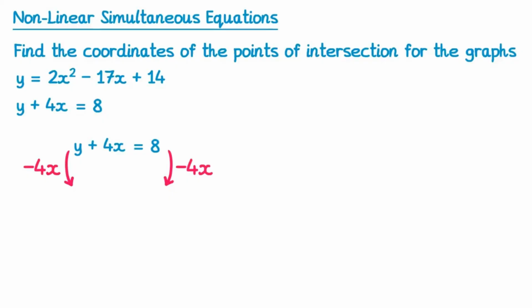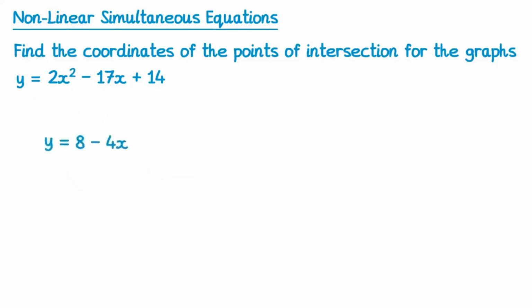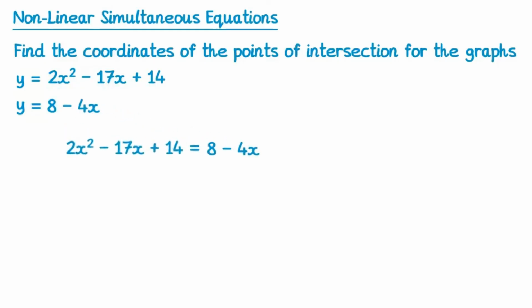On the left hand side I get just y, which is what I want, and on the right hand side 8 take away 4x. So I can change that equation with this one here, which is exactly the same equation, but it's now written in the form y equals. You can see both of them are in that form now, so we can carry on as we did with the first question. So 2x squared minus 17x plus 14 is going to equal 8 minus 4x.